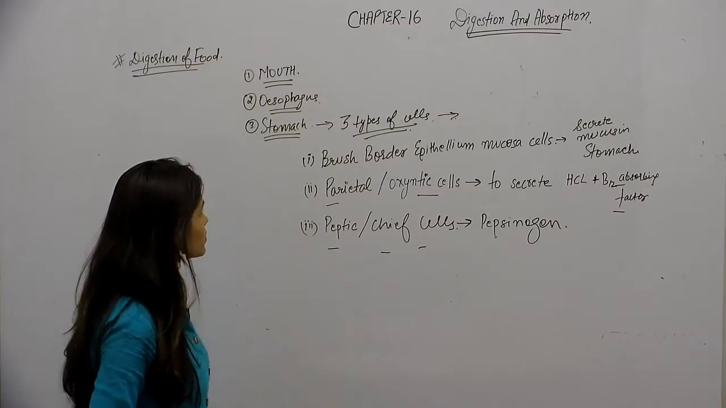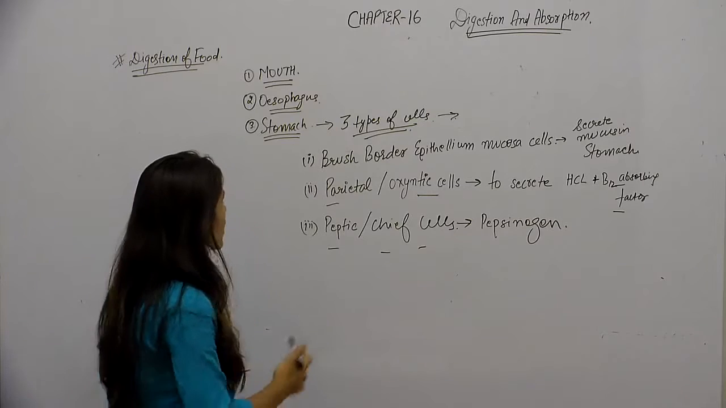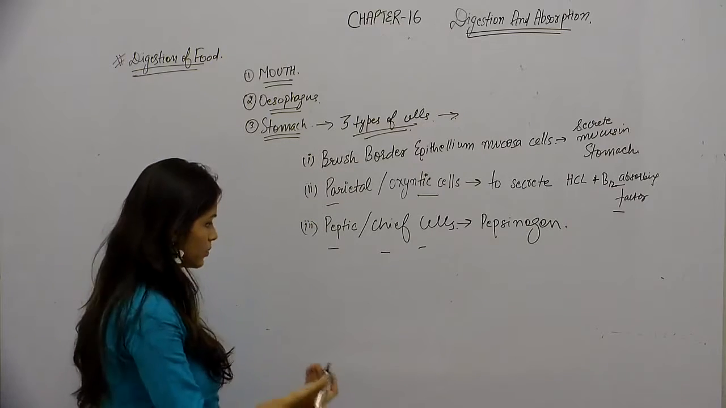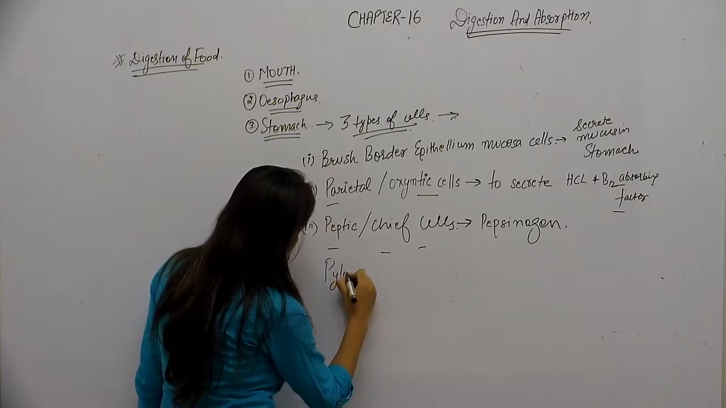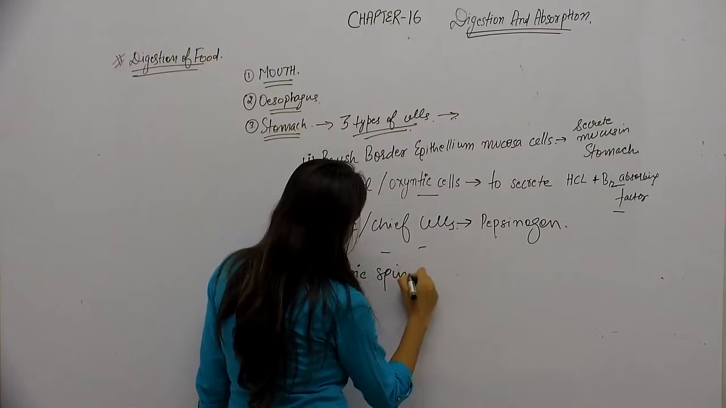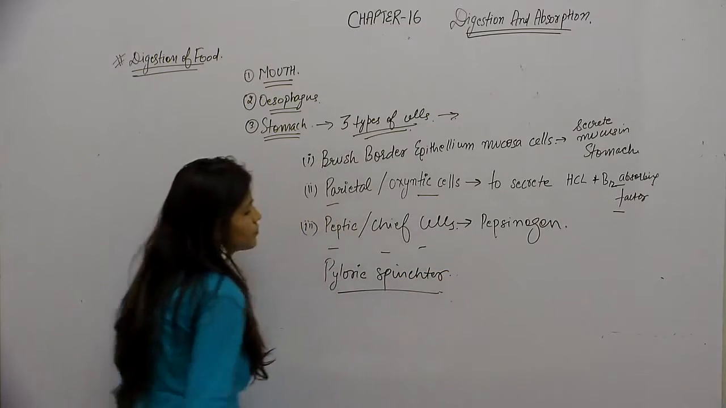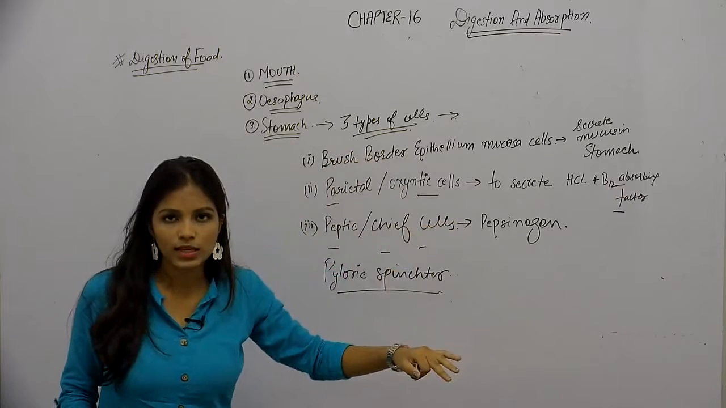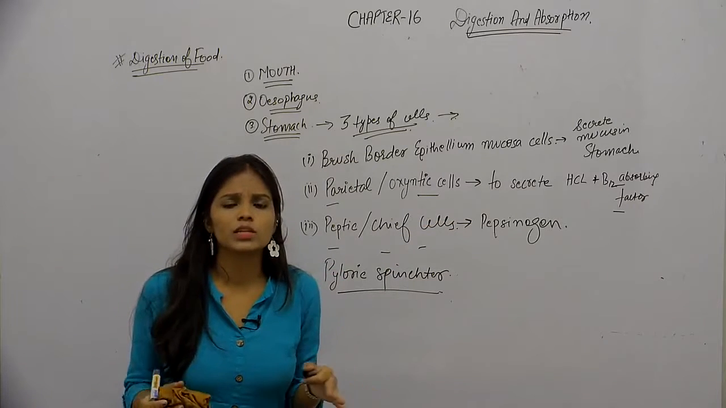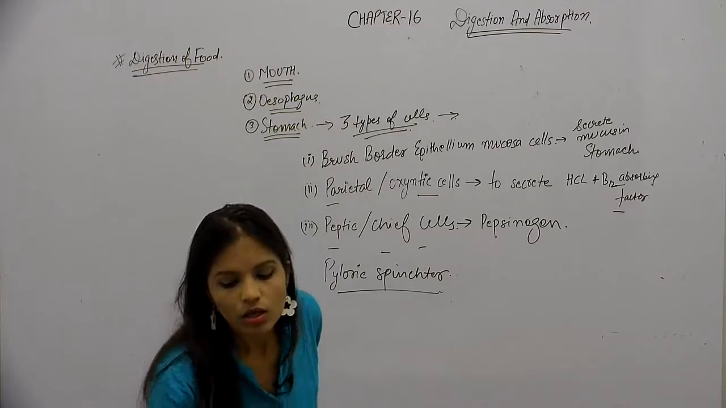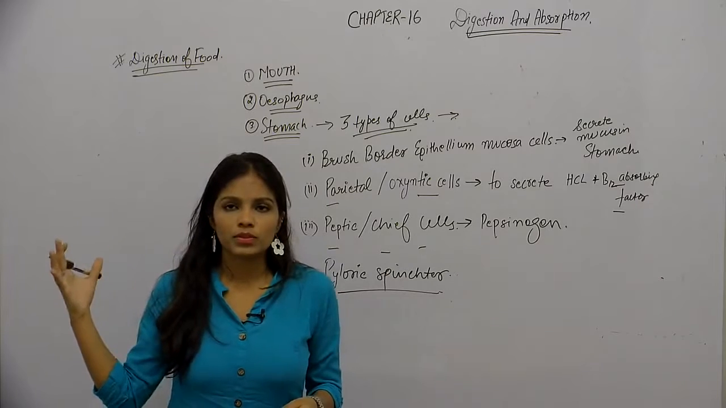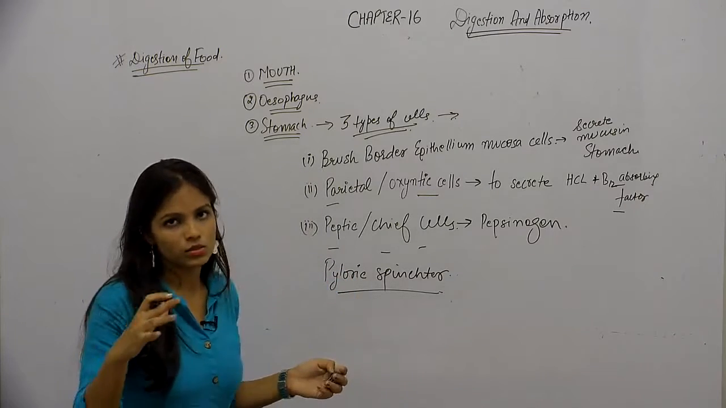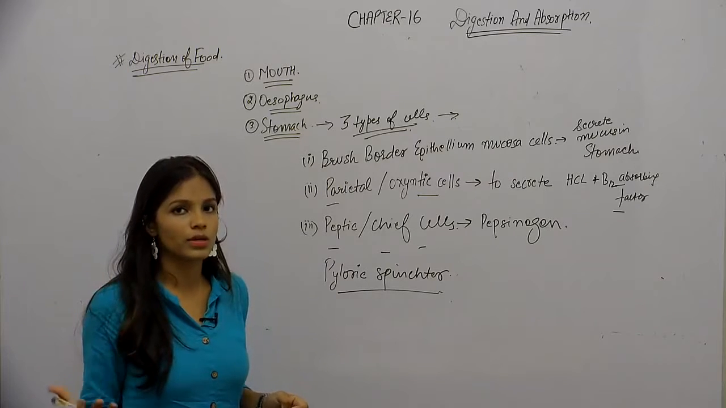Now after the stomach comes the small intestine. The food from the stomach gets into the small intestine with the help of a sphincter, and its name is the pyloric sphincter. Before the food from the stomach moves into the small intestine, there are many juices and secretions from the pancreas, and the bile from the liver and the gallbladder. They all get sent to the food and make the food basic in nature.